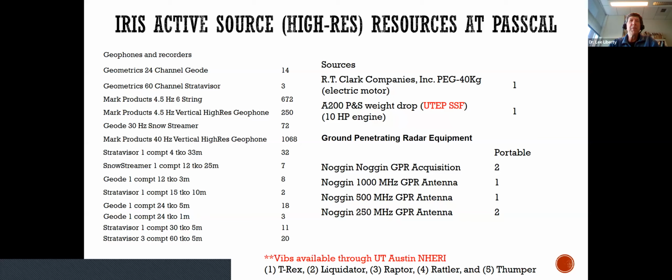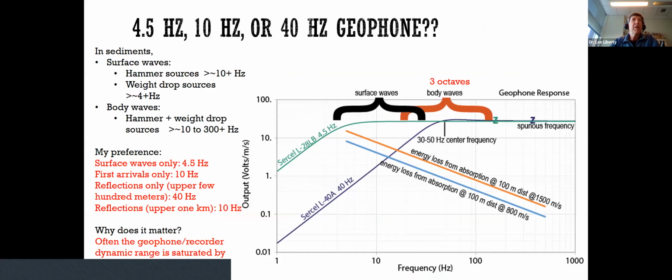And then I thought I would also mention that vibes are available through the UT Austin NERI site, where they've got 5 vibes of various sizes. I've used the thumper, which is kind of ideal for environmental work, if you will. You can operate right on city streets, and it gets bigger until you get up to T-Rex and Liquidator, which are quite large. With NSF funds, you can actually use these things for relatively low costs. If it's non-NSF funds, it gets quite expensive. I have this conversation a lot, so I thought I would discuss it a little bit.